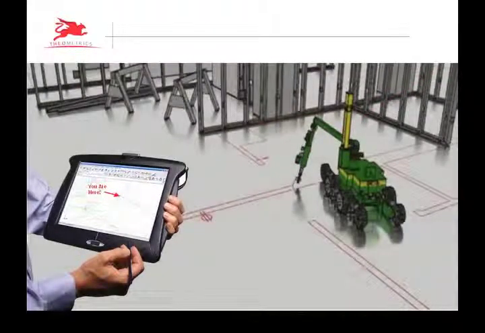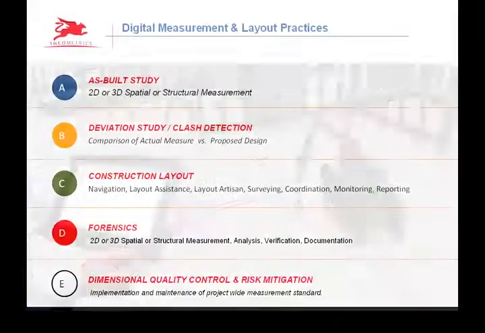I'm sure if you've looked at our website, you caught a glimpse of this. This is kind of where we're trying to go with our system, which is to control some robotic devices to execute certain construction tasks. I just wanted to throw that in there.